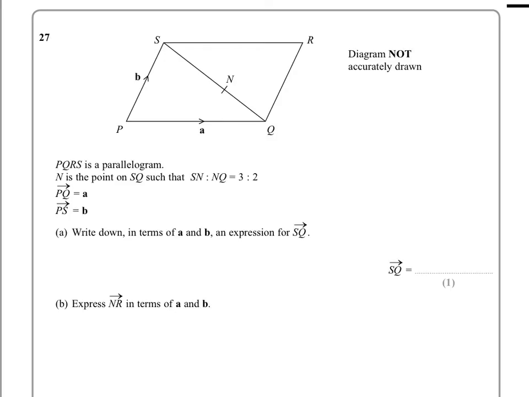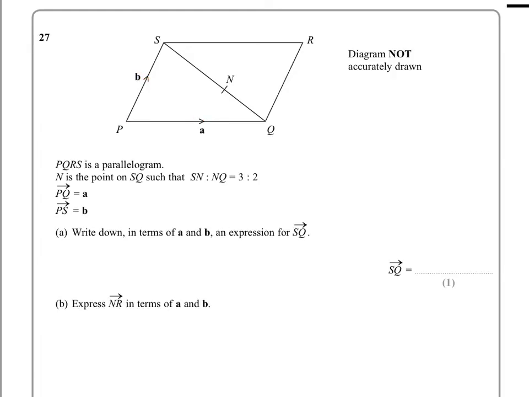In question 27 we're given a parallelogram and certain facts about it, such as the point N is in the ratio of 3 to 2 on SQ. We're told that P to Q is A and P to S is B, and the direction is actually very important to how you write the vector.